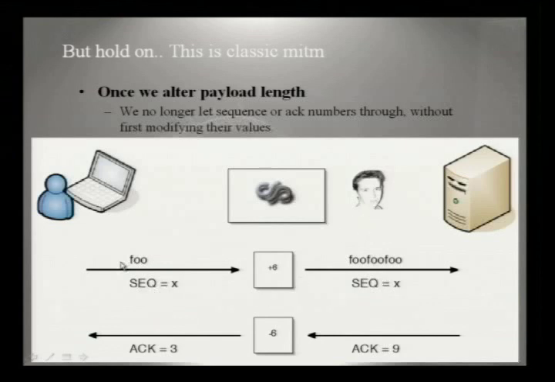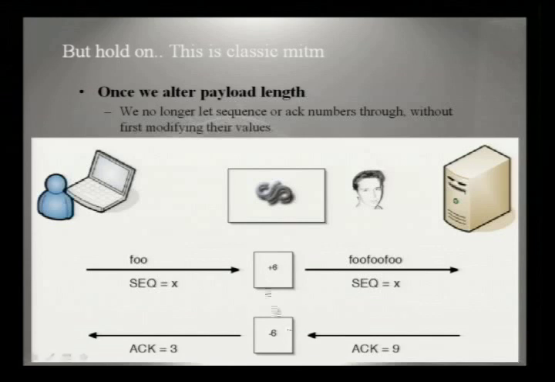Okay, so at this point, we have a client that sent the request for foo. We grab this with our proxy, and we change the search to foo, foo, foo. The problem is we've now added 6 to the data that the client sent. What's going to happen is the server is going to ACK 9, and the client is waiting for an ACK 3. So this desync is going to be a problem because you're going to end up in a loop where the client keeps retransmitting, saying, what the hell are you talking about? And the server's saying, I already told you I saw that.